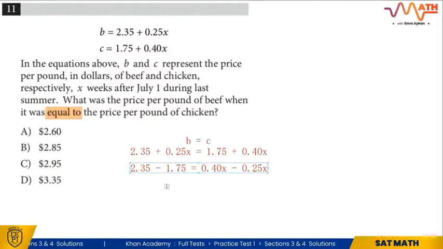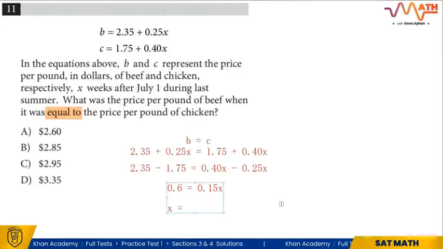So in the next step, when we subtract, it's gonna be what? It's gonna be 0.6, right? 0.6 or 60, you can write. And here, what is left? 0.15x. Then to find x, when we divide 0.6 by 0.15, it is gonna be 4. But 4 is not the answer because the question is, what is the price of chicken, right?